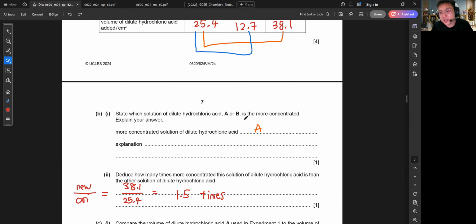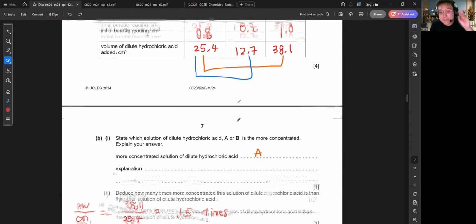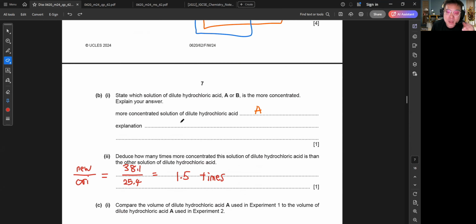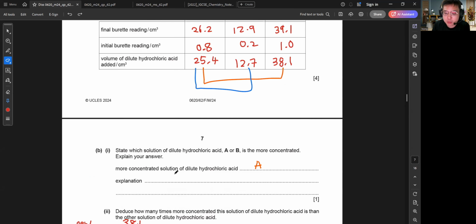Okay, this one you have to pay attention. Sometimes they say explain your answer using the values in the table, or refer to table 2.1. Then you have to make sure you state the results, because experiment 3 uses 38.1 cm cube and experiment 1 uses 25.4 cm cube. You have to list out values. But in this question, they didn't say you must use the readings from the table, so we just give a general explanation.